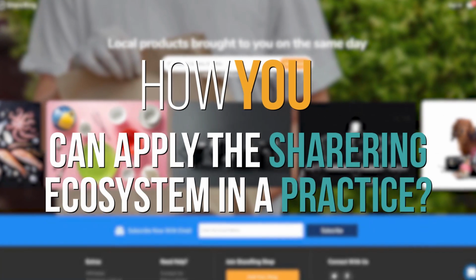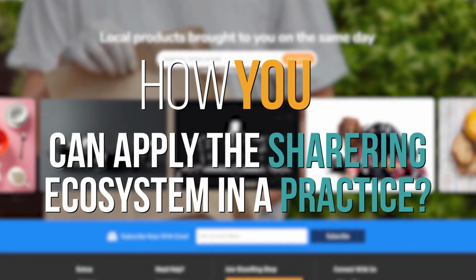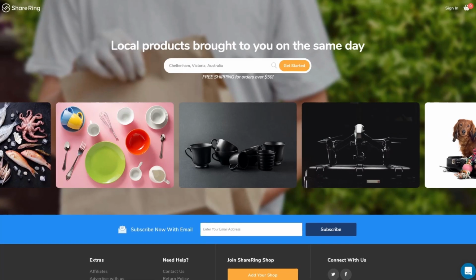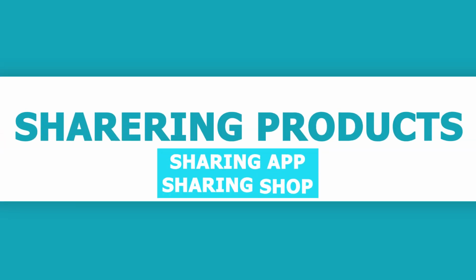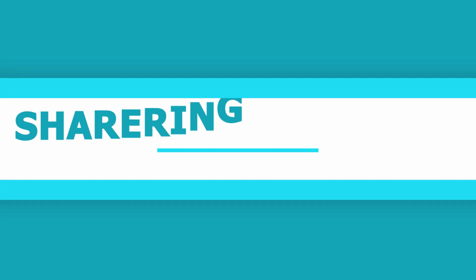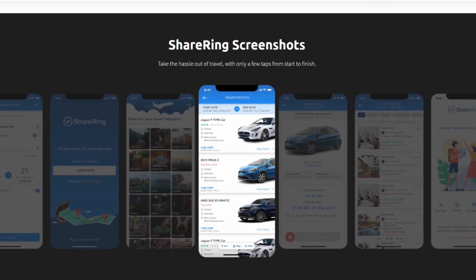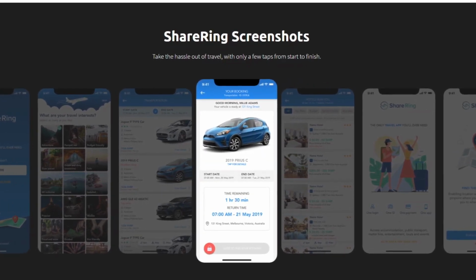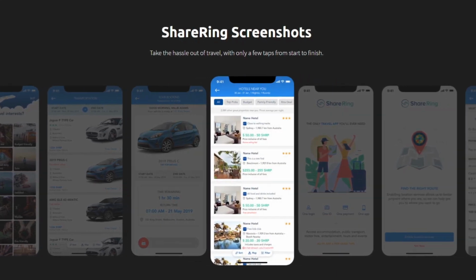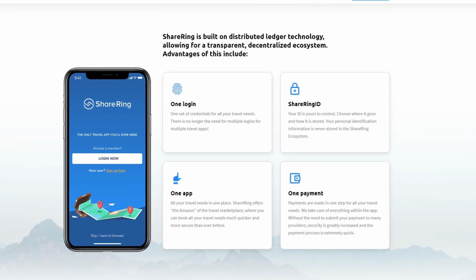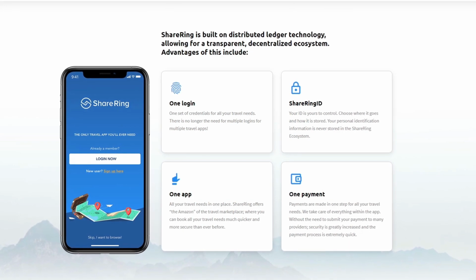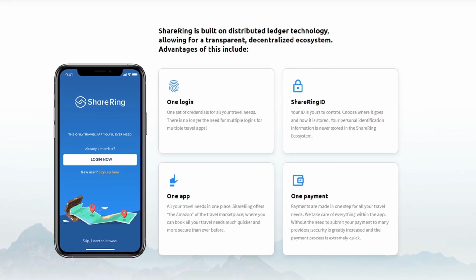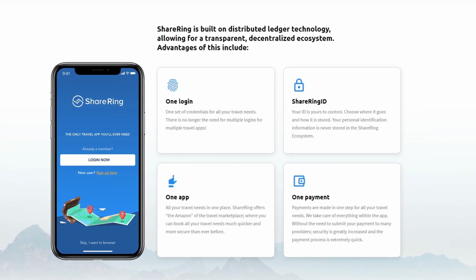Now let's talk about how you can apply the ShareRing ecosystem in practice and in real life. At the moment, as far as I have understood, ShareRing has two flagship products, ShareRing App and ShareRing Shop. The ShareRing App is a mobile application where users can purchase air tickets and other transportation services, including car rentals, as well as book and pay for hotel rooms and apartments around the world. Furthermore, this application runs on the ShareLedger blockchain that ensures reliable and transparent data storage, largely due to its own identification system from ShareRing, ShareRing ID.